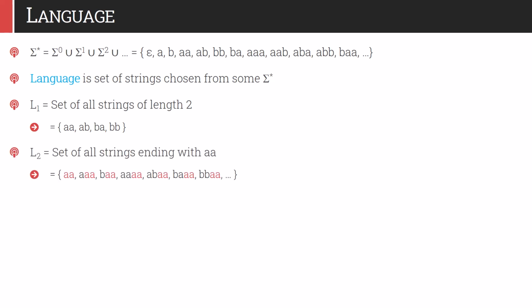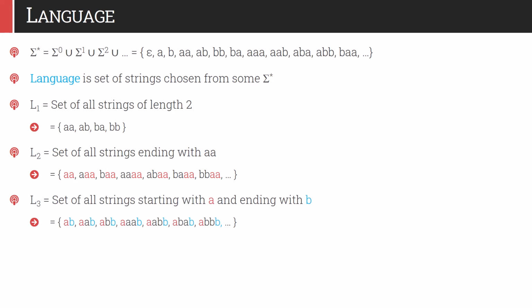Let's consider another example, language L2, the set of all the strings ending with AA. So it can have anything before it, but it should end with AA. So the minimum length string would be AA. Then strings of length 3, that is AAA, BAA. Then there will be strings of length 4, that is AAAA, ABAA, BAAA, BBAA, and so on. It goes on. Okay. You see, there will be infinite strings, but still L2 is a subset of sigma star because it doesn't contain epsilon, A, B, strings ending with B, strings ending with A. Those strings we have to reject.